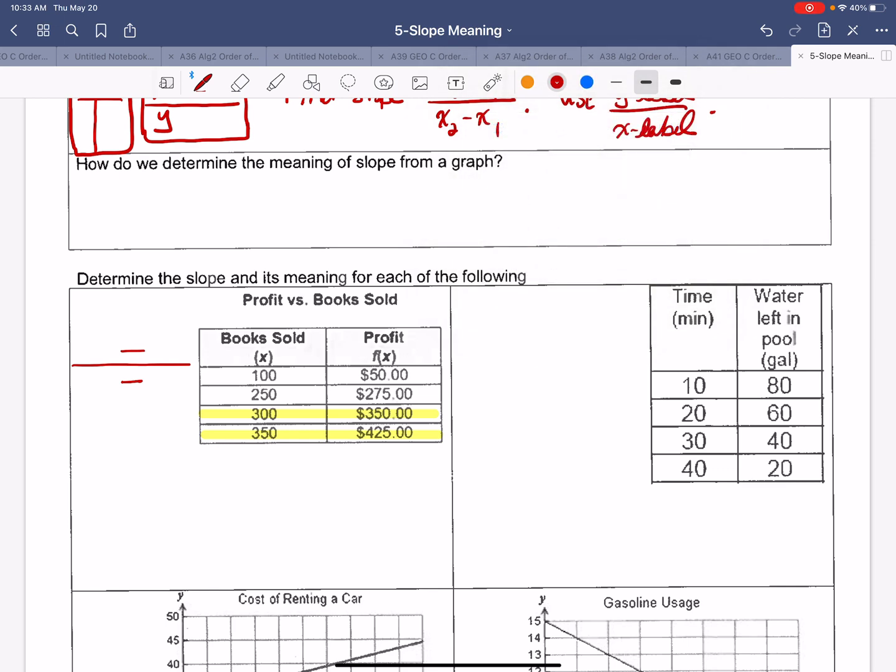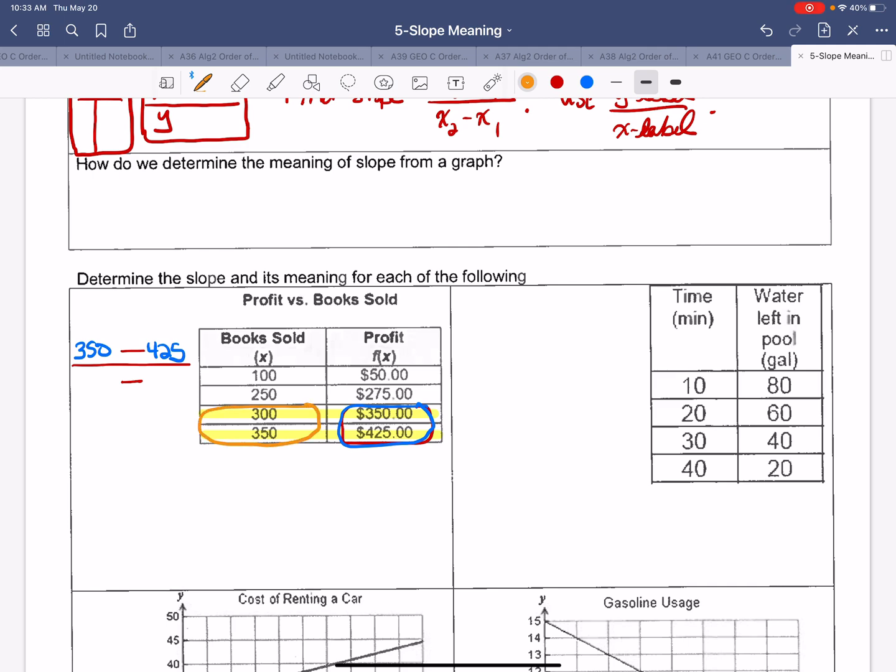Then I'm going to make sure I put the y's on the top. These are my y values. So I want 350 and 425 in the top. It doesn't matter which one. 350 minus 425.